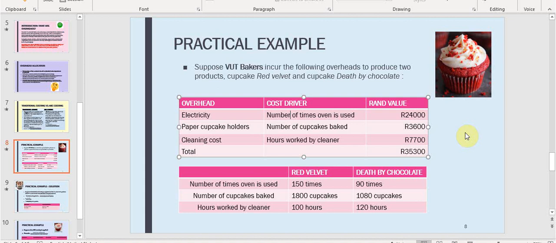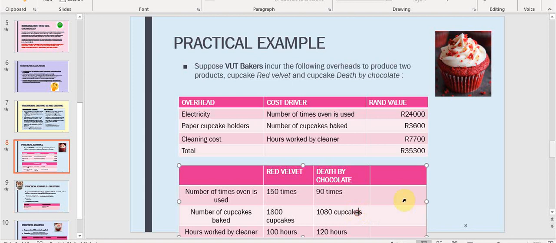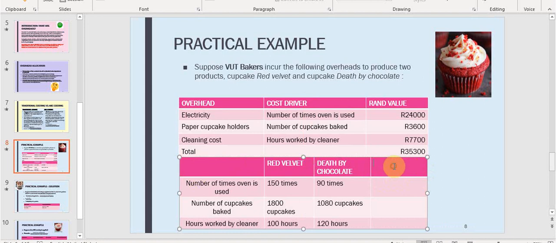Something that you will have to do in these questions, which is very important and often not given, is that you need to be able to add up the cost driver. You've seen that I did not type a total column here, and I did that on purpose, because when I give you the cost driver divisions, you need to add them to get to a total. So if I look at the number of times that the oven is used, it's 150 plus 90, so the total is 240 times.